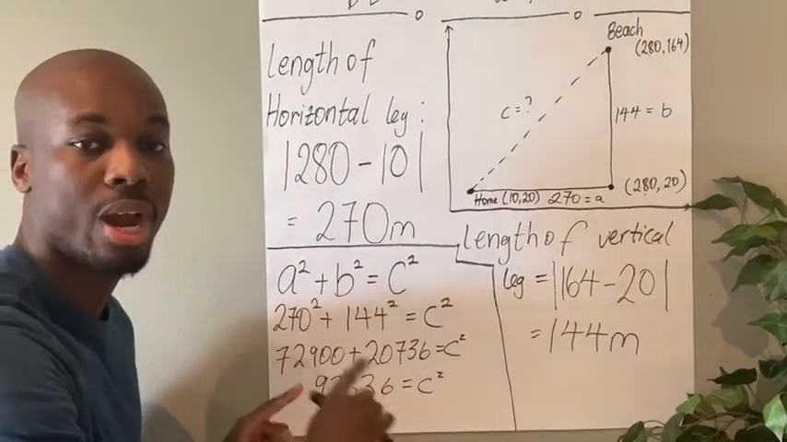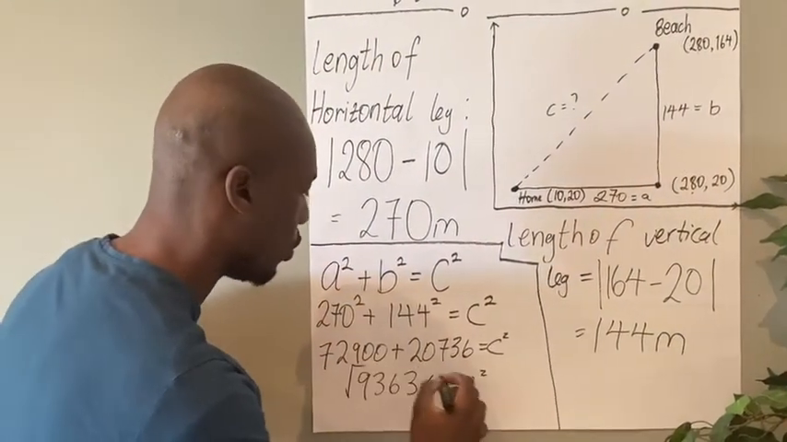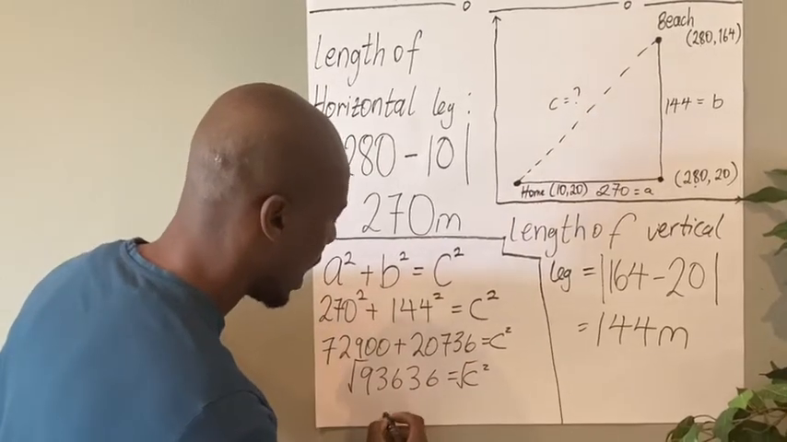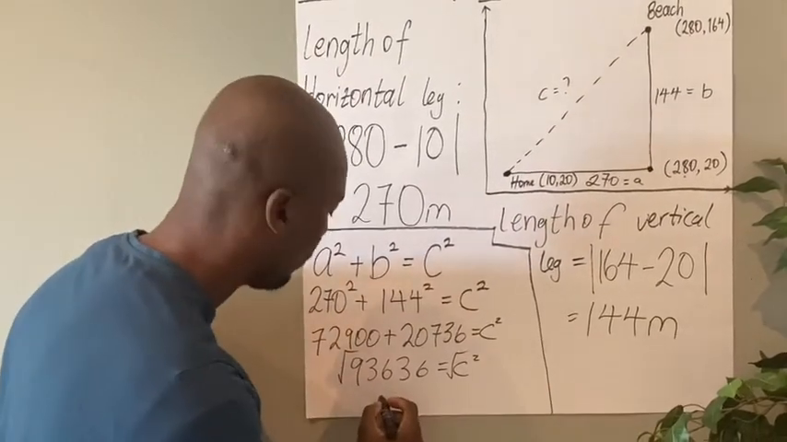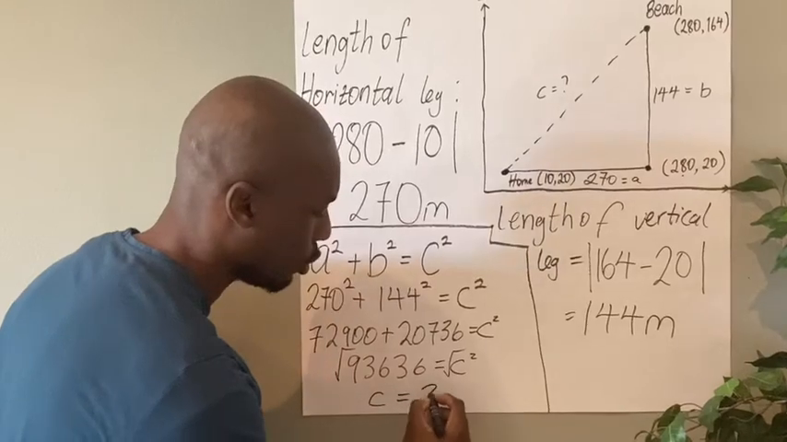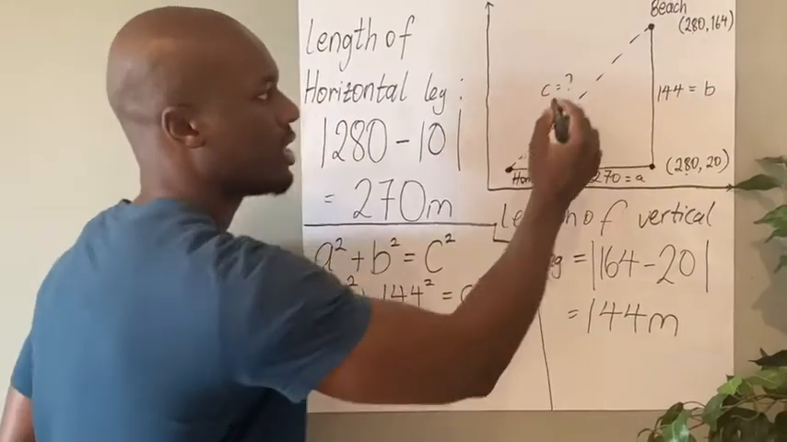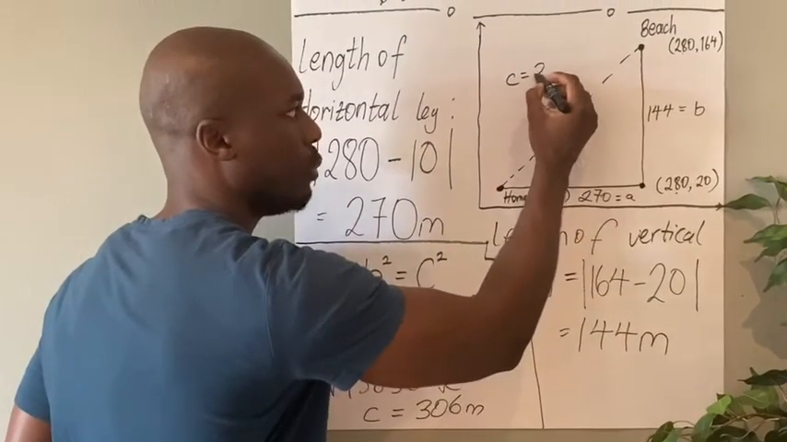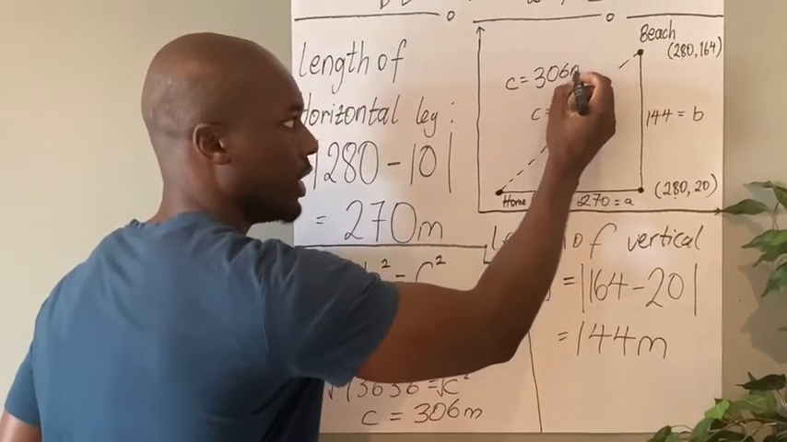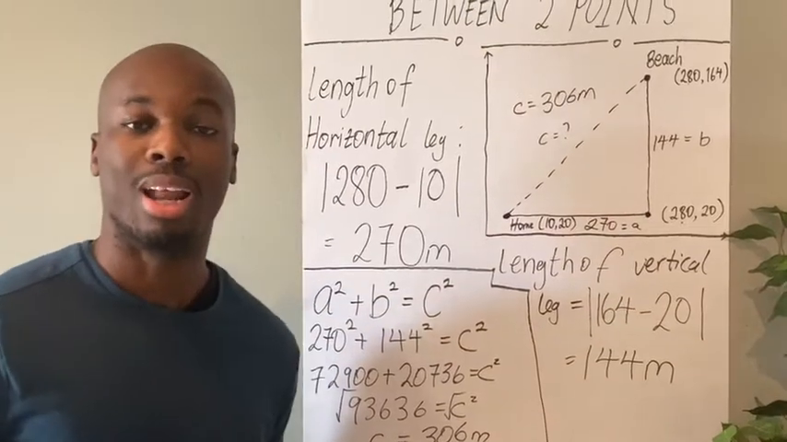And if I take the square root on both sides, I end up with c being equal to 306. So this is the length of this side, which is 306 meters. I just found the length she wants.